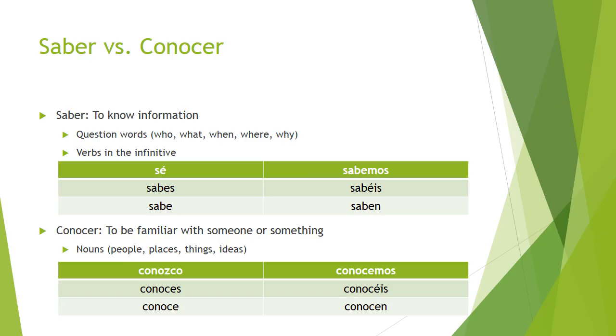You use conocer more like to be familiar with something or someone. So conocer is only used with nouns. That's people, places, things, and ideas. The conjugations of conocer are conozco, conoces, conoce, conocemos, conocéis, conocen.